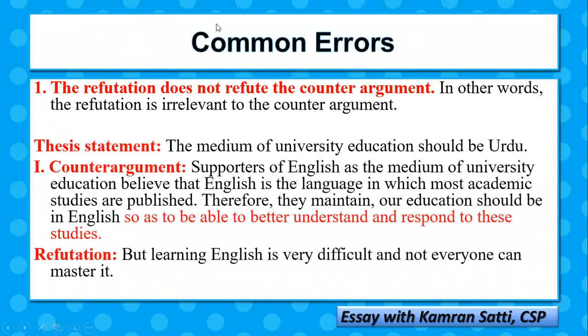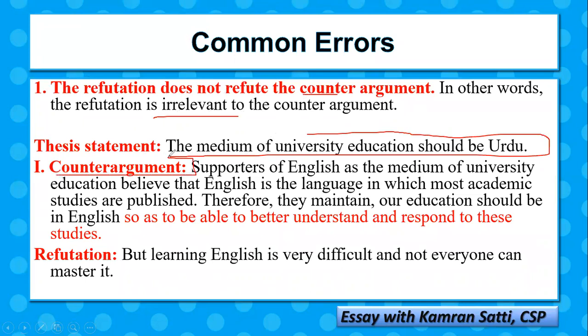The common errors which students make while writing counter arguments: the refutation does not refute the counter argument. In other words, the refutation is irrelevant to the counter argument. For example, let's suppose the thesis statement is that the medium of university education should be Urdu. Now that is our stance, that in universities the medium of education should be Urdu. Now in order to strengthen our stance, we have written a counter argument paragraph. And what is that counter argument?